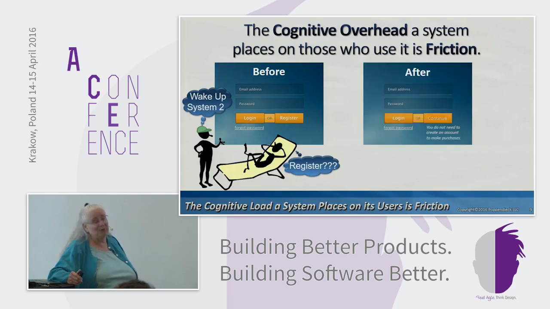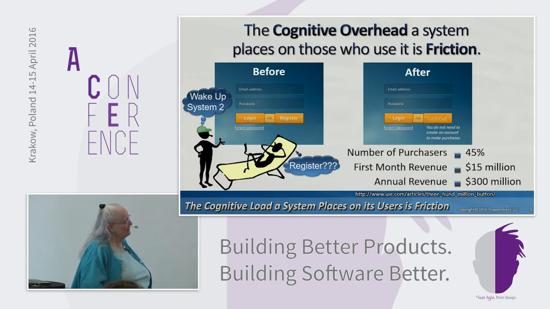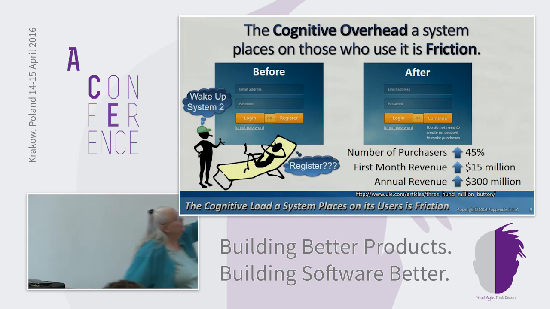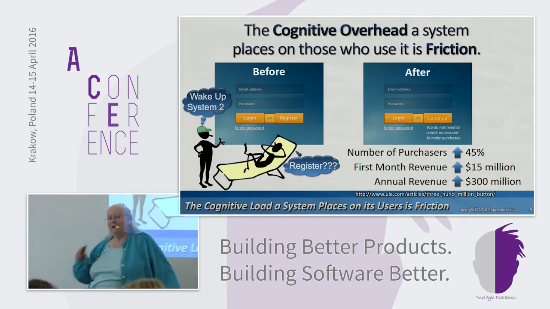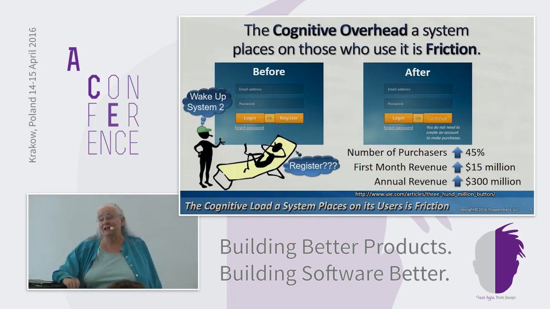They made a very simple proposal and a very simple change. Log in or continue with a little note. You don't have to create an account to purchase a product. And immediately, the number of purchases went up 45%. The first month revenue went up $15 million, and the annual revenue $300 million. So this is a $300 million mistake. Okay? And it's because people were trying to wake up System 2 because they needed that information anyway, but they made their customers think on their journey, and rather than think, they just abandoned it.